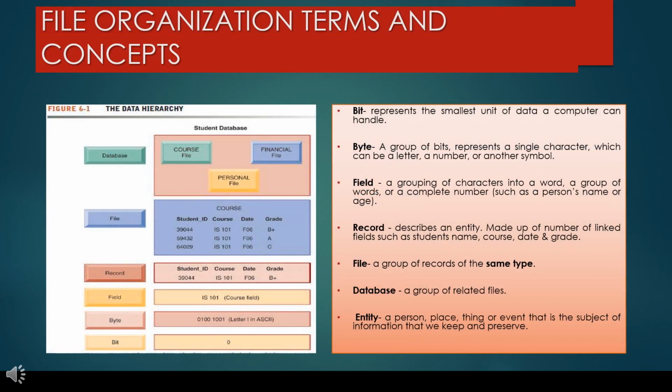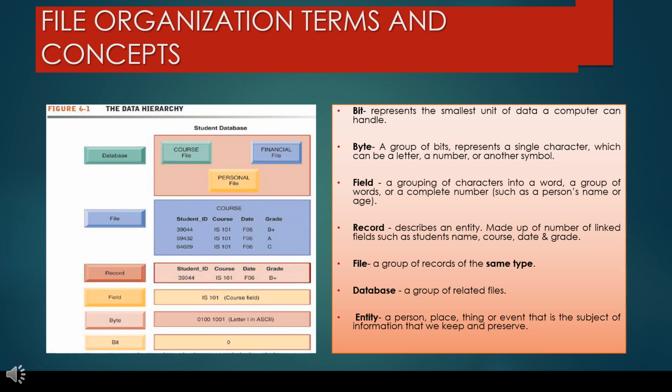A computer system organizes data in a hierarchy that starts with bits and bytes and progresses to fields, records, files, and databases. Now, as you can see here, a bit represents the smallest unit of data a computer can handle, followed by a byte. A group of bits called a byte represents a single character, which can be a letter, a number, or another symbol. A grouping of characters into a word, a group of words, or a complete number such as a person's name or age is called a field.